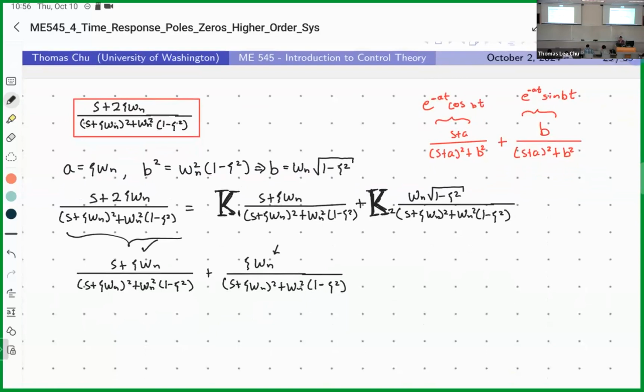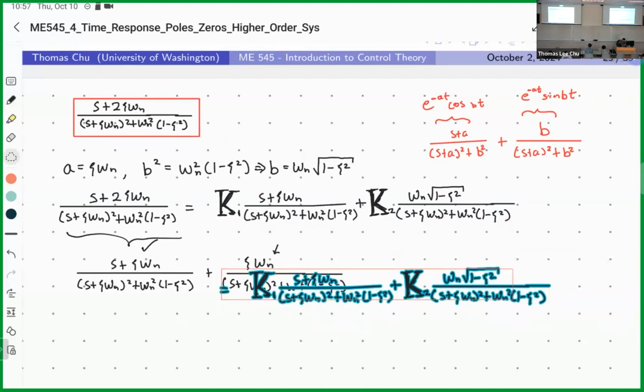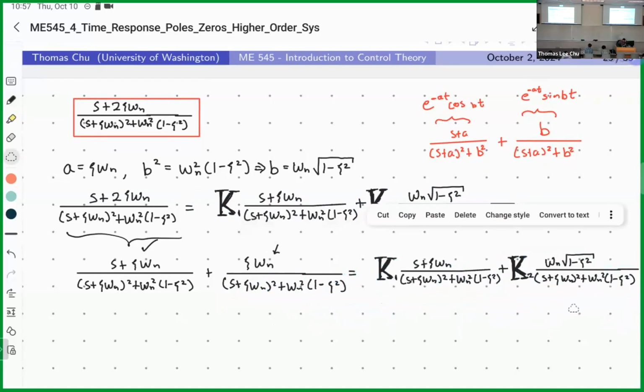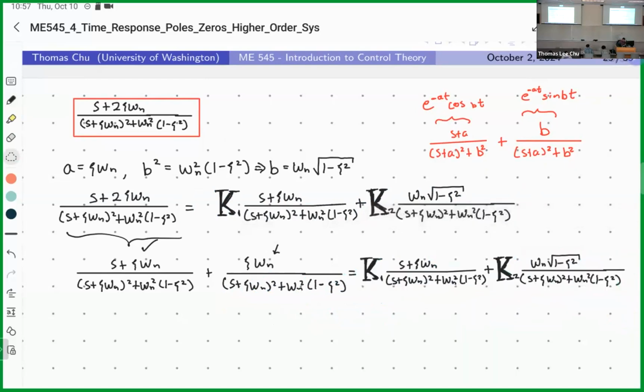Are we good so far? I'm just going to copy and paste. Sorry if you have to rewrite this again. I think yeah. So then we can see that K1 is equal to 1.